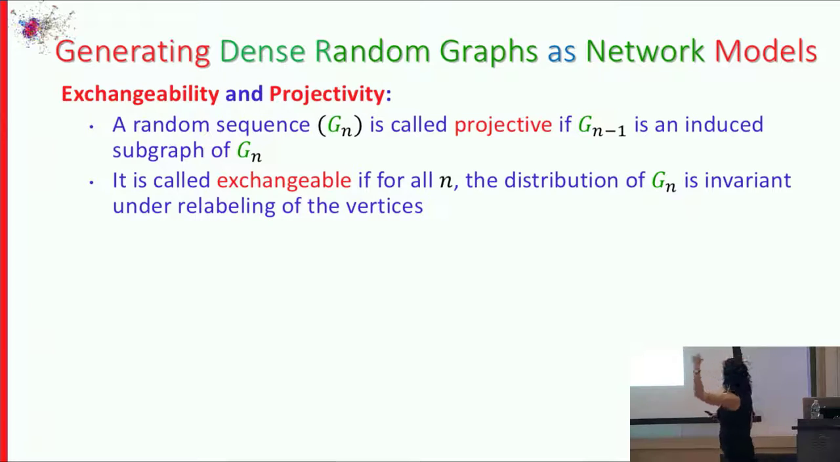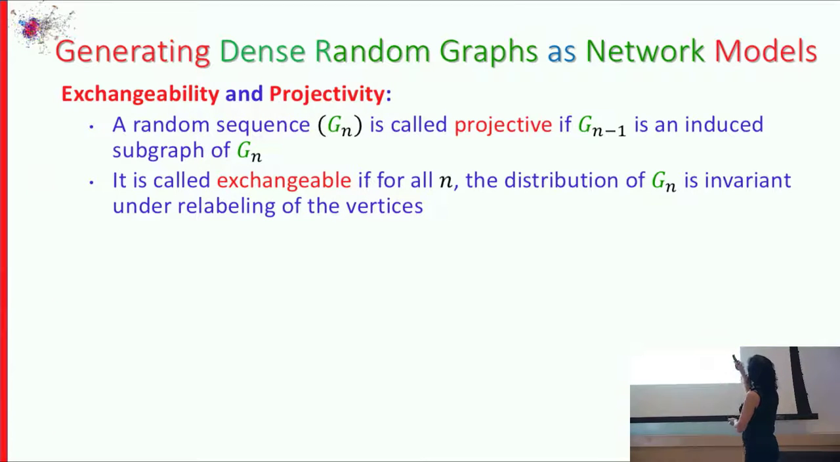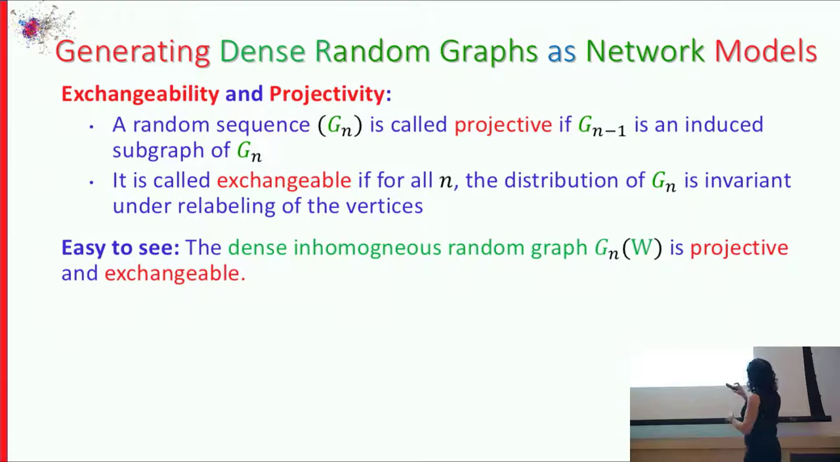Okay, so now there are a couple of properties that statisticians really care about. A random sequence is called projective if G_{n-1} is an induced subgraph of G_n. What that means is that if I look back one step before, I see all the edges still there. I didn't delete any edges in going from step n minus 1 to step n. And it's called exchangeable if for all n, the distribution is invariant under relabeling of the vertices, and it's easy to see that this dense inhomogeneous random graph is projective and exchangeable.